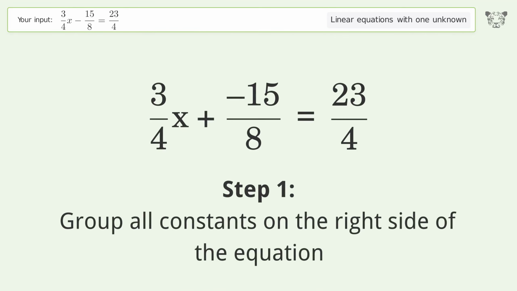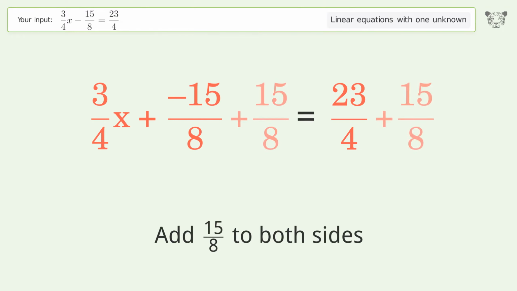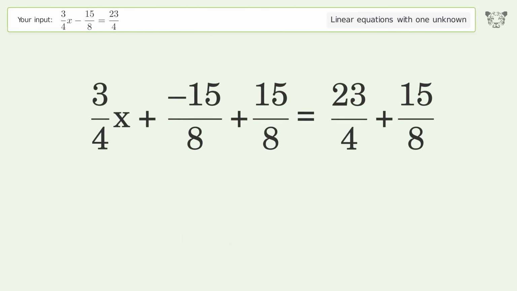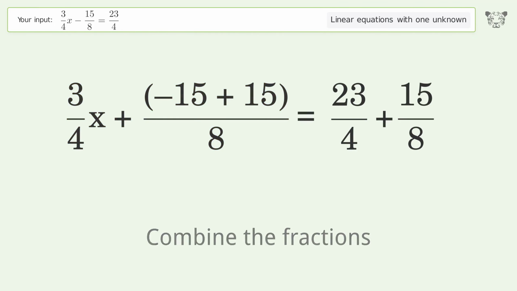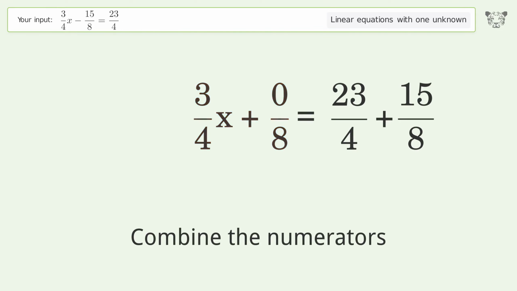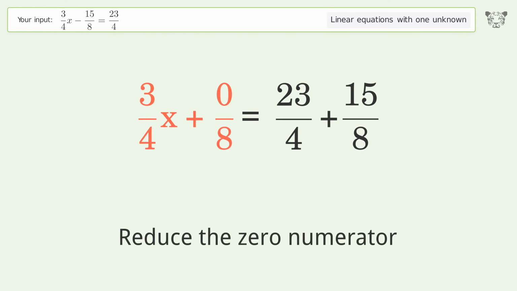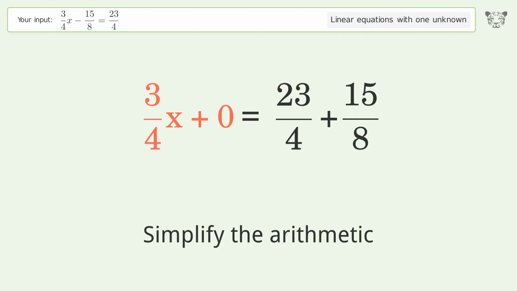Group all constants on the right side of the equation. Add 15/8 to both sides. Combine the fractions. Combine the numerators. Reduce the zero numerator. Simplify the arithmetic.